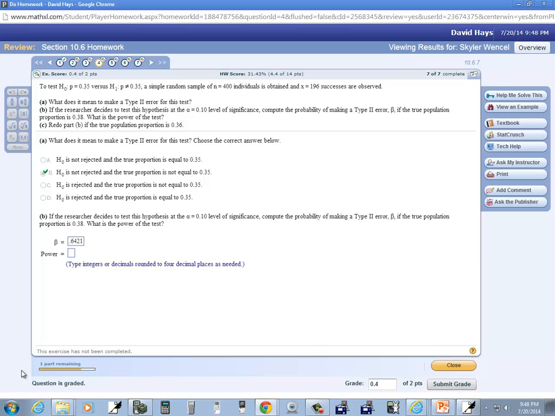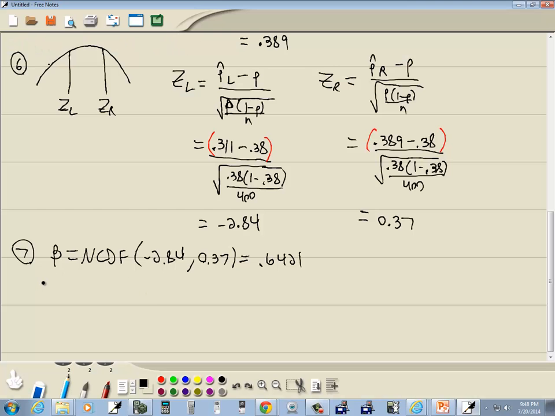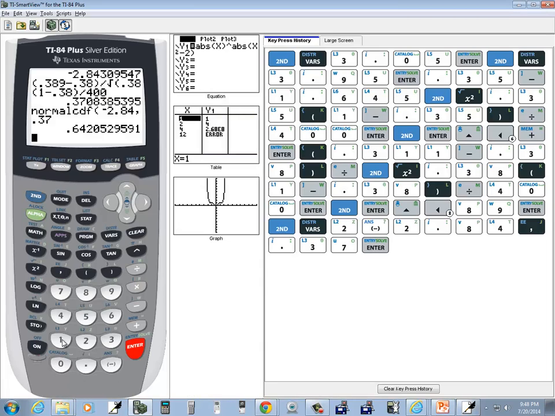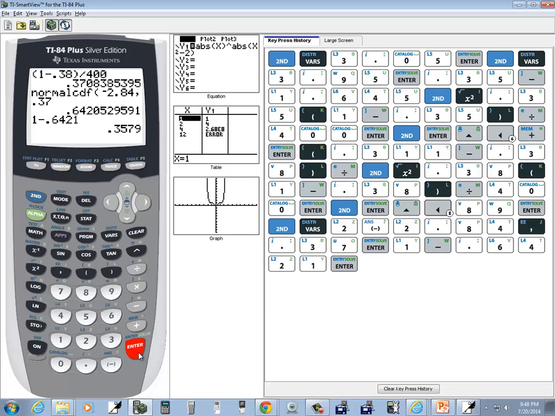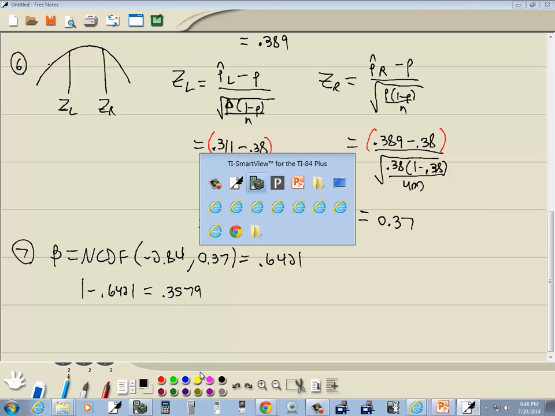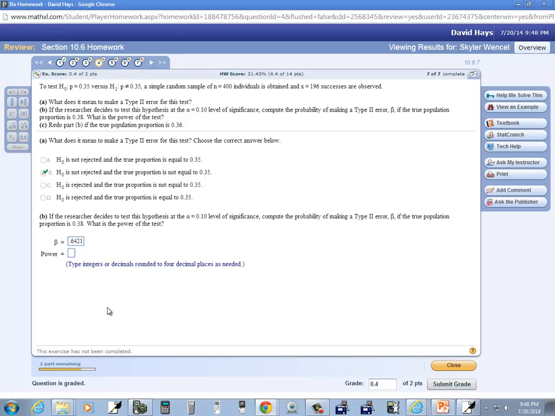Now, the power of the test is 1 minus that. So if I do 1 minus that, that'll give me the power of my test. So 1 minus 0.6421 is 0.3579. 0.3579.